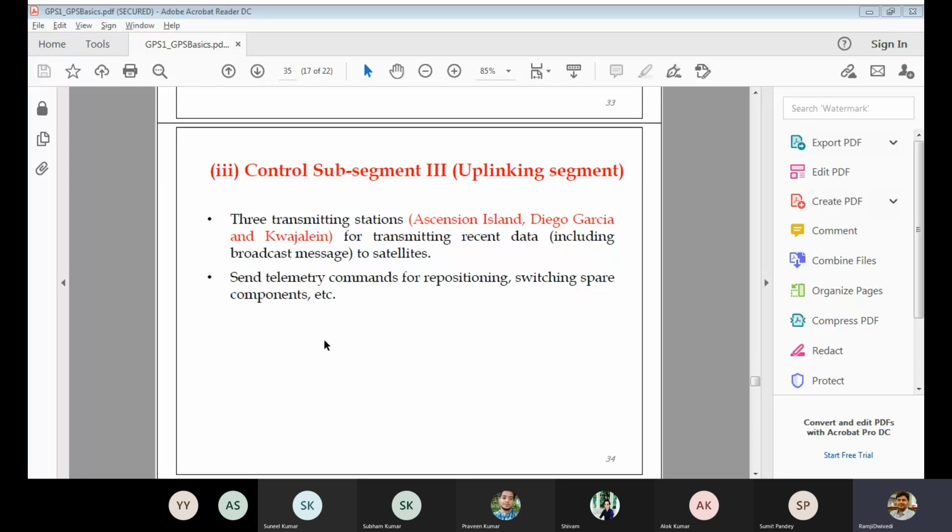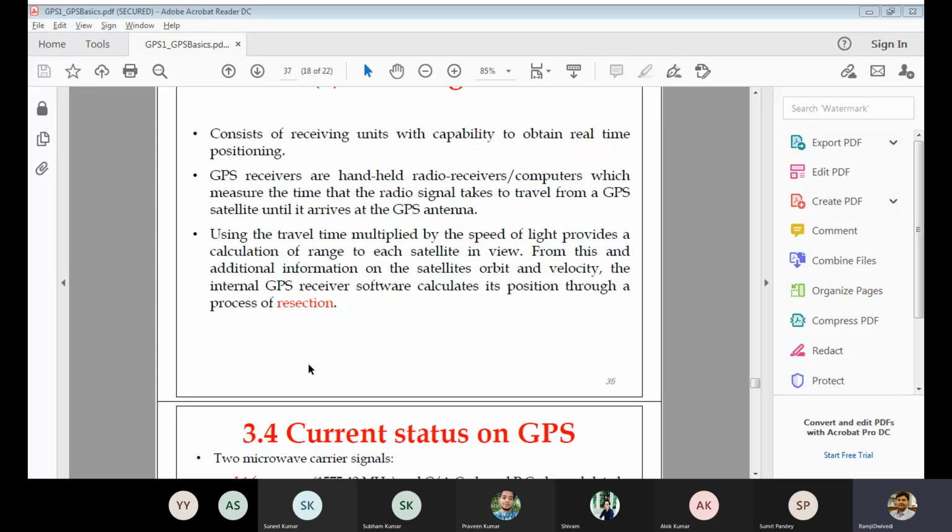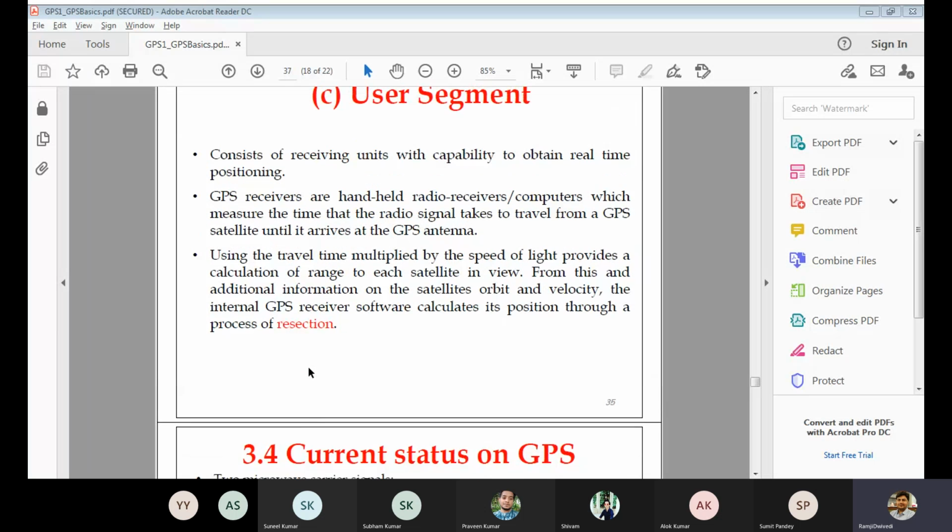Similarly, about uplinking stations, there is a certain frequency of 1783 megahertz at which they transmit back to the satellite the information which they need to update their satellite orbit.